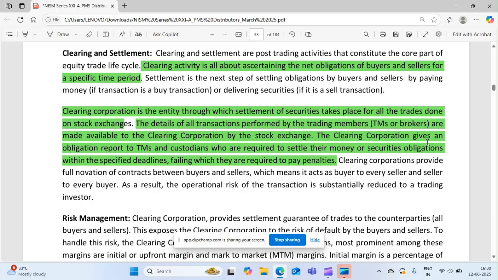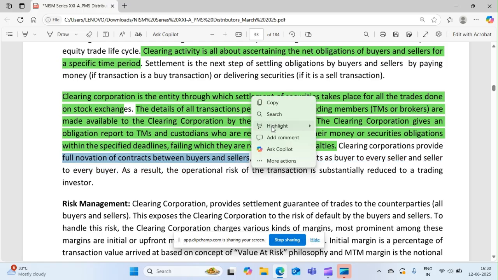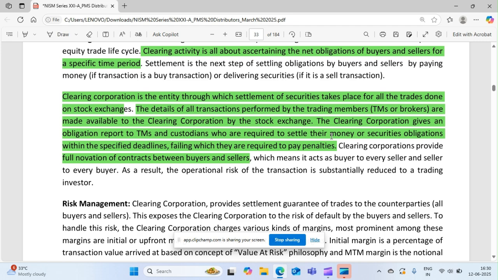So the clearing corporation will tell a broker, see, you are supposed to give 100 shares of this company, 200 shares of another company. You are supposed to give this much money. All that is given by the clearing corporation. And the clearing corporation provides full novation of contract between buyers and sellers. Novation is a very, very important term. Please do not forget it. What does novation mean? Any idea?